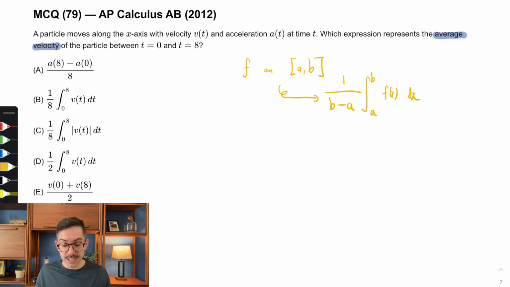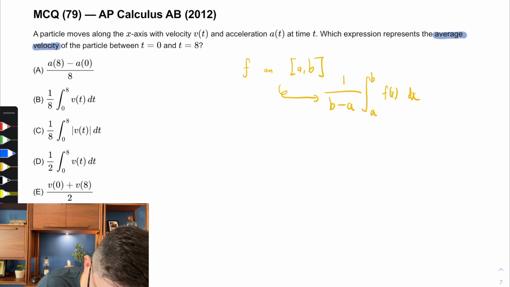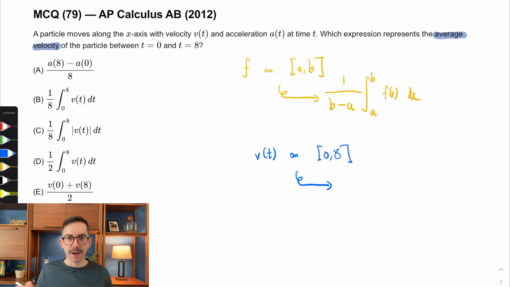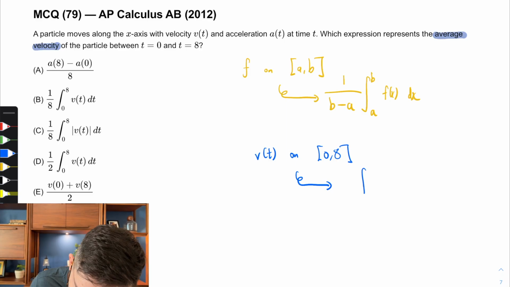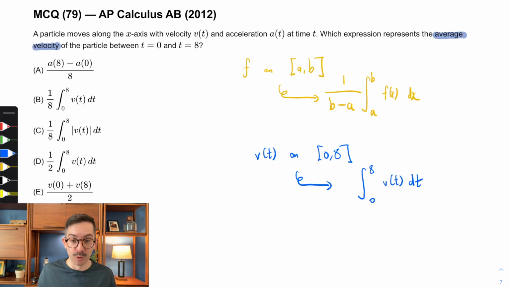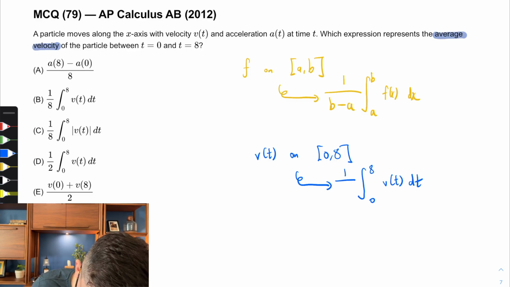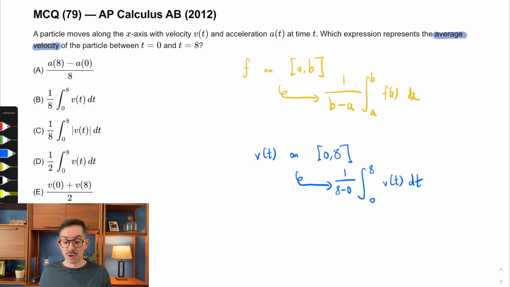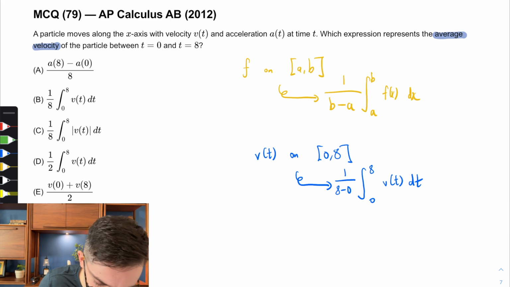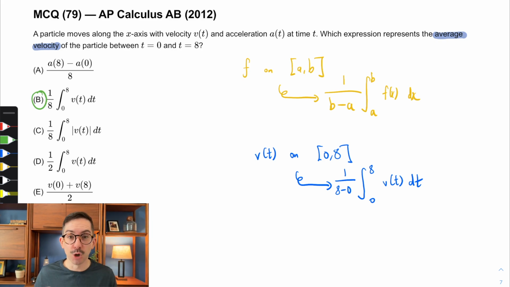So here we have a few specifics, right? What we're really looking at is v of t on the interval 0 to 8. If I substitute into my formula, I get the integral from 0 up to 8 of v of t. That's my variable we're using for this time-based problem. And then I need the length of the interval, so that's 1 over 8 minus 0, which is just 1 over 8. Is this one of our answer choices? Well, yes, it's answer choice B. So that is the correct answer.